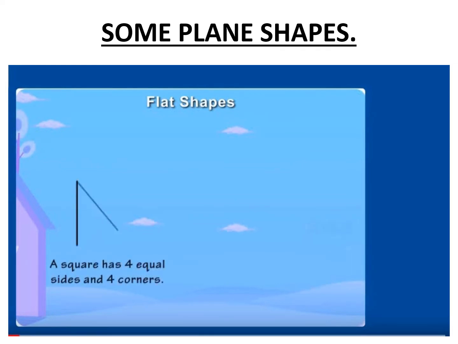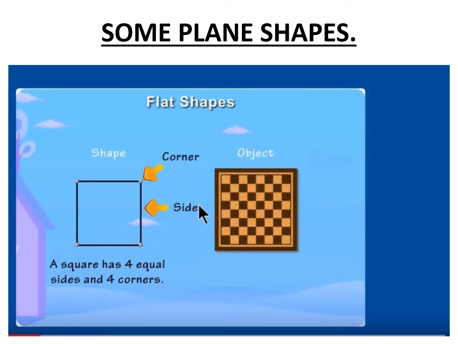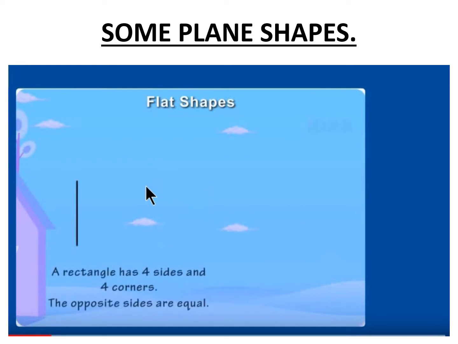Now see some examples of 2D shapes. See, a square is in front of you. A square has four equal sides and four corners. You can see four corners, and all the sides of a square are equal. An example of a square is a chessboard. See, all the sides of a chessboard are equal.